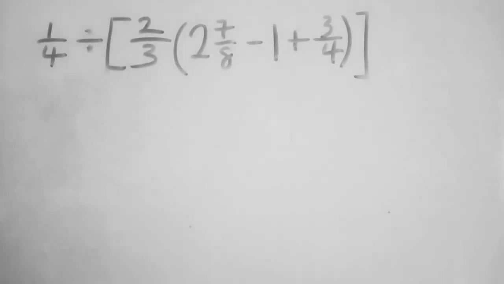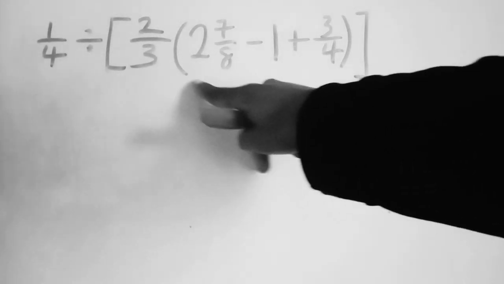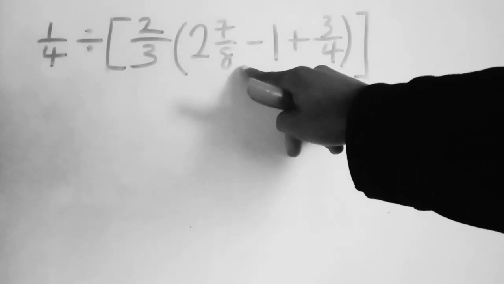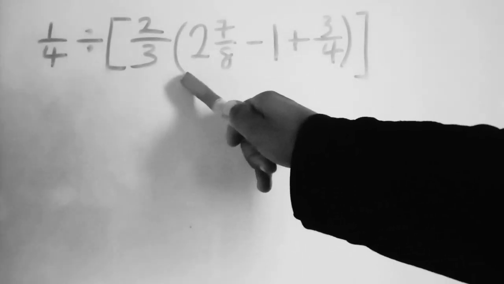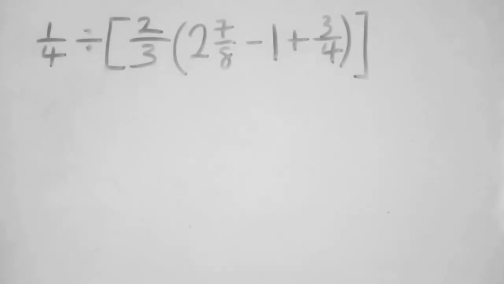Here is another fraction to try: 1 over 4 divided by, then in the bracket you have 2 over 3 multiplying 2 whole number 7 over 8 minus 1, plus 3 over 4. So this bracket closes this bracket, while this closes this bracket. Alright, let's dive into the solution.